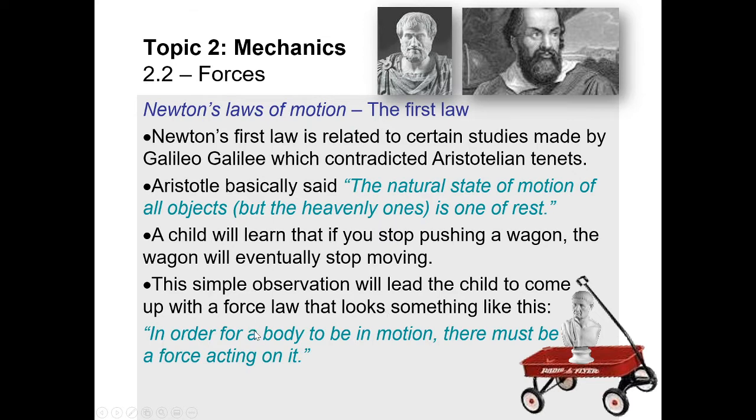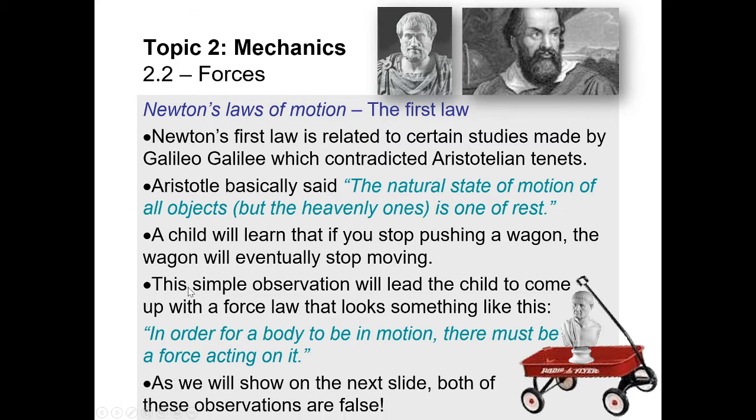The second observation they made was, in order for a body to be in motion, there must be a force acting on it. So the idea that because a force was only initially applied, once the child stopped applying a force to the wagon, it would come to a stop. Okay, so now we know that actually both of these observations are false.